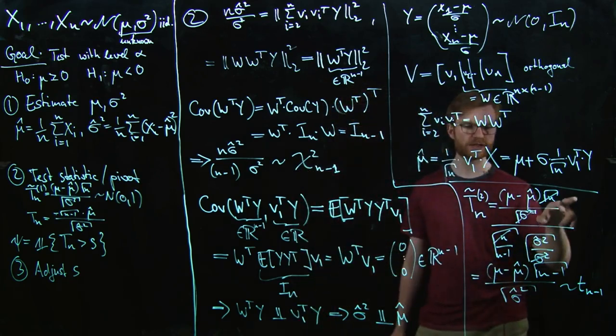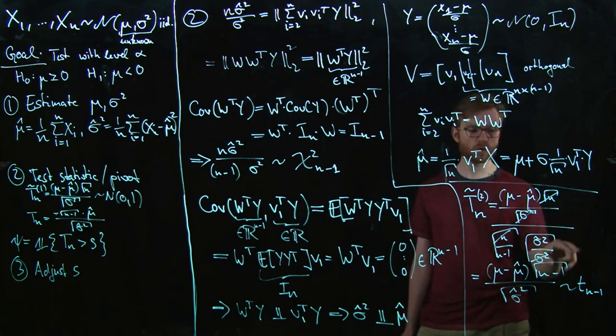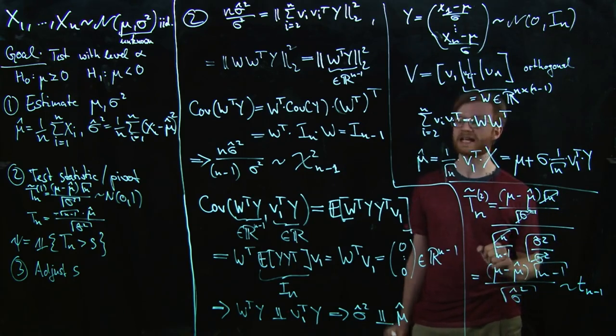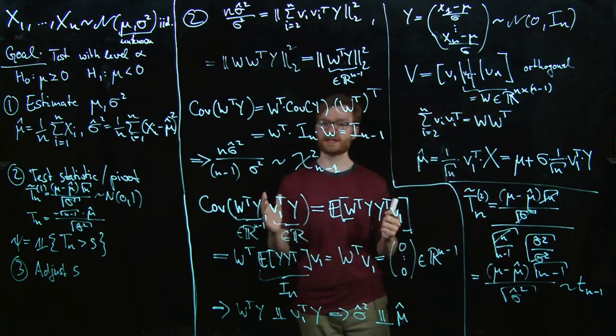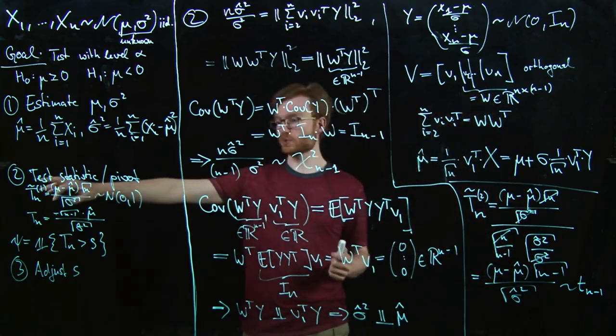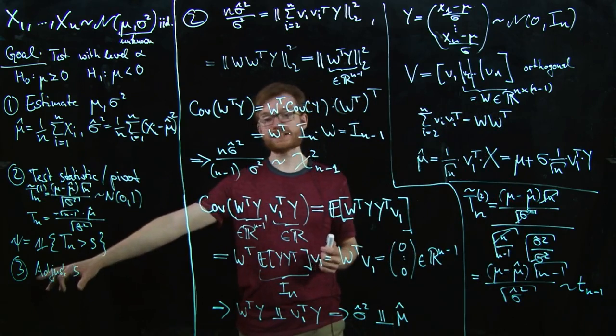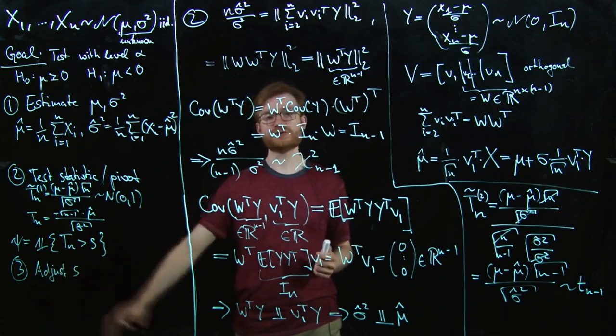And then afterwards, we just use the definition of a student t distribution as a standard normal over the square root of a chi-squared with n minus 1 degrees of freedom. Now, we basically understand T tilde 1. And in the next board, we'll try to understand how to adjust S.